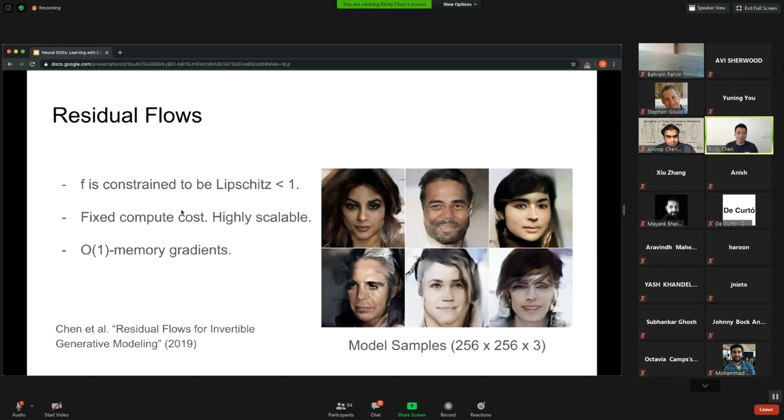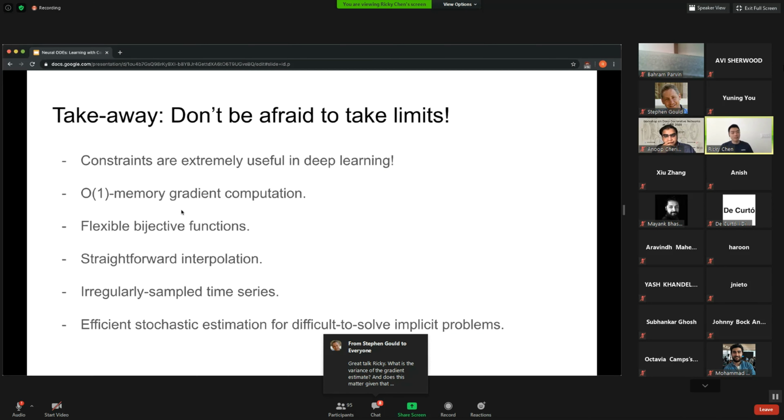I'll spare you the table numbers, but essentially we just scaled up to large images of 256 by 256. This is all trained using the very simple maximum likelihood training objective. This was also trained using smaller models compared to previous normalizing flows because residual blocks are more expressive than, like, a coupling block.